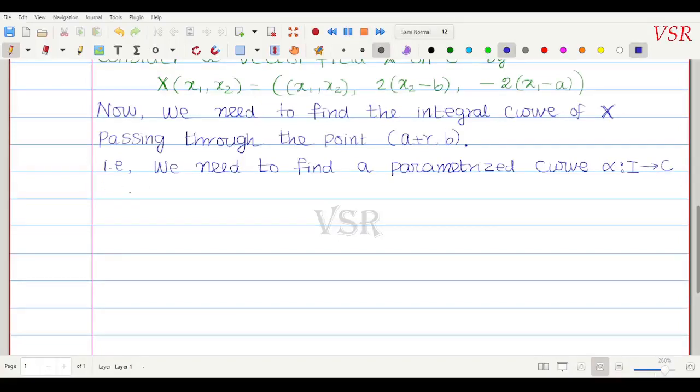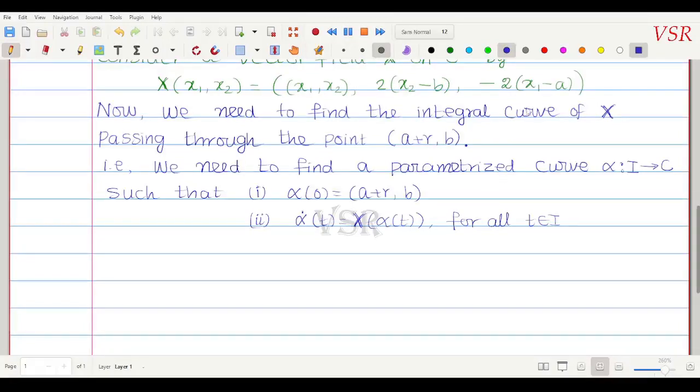Such that the first condition is that it must pass through the point, that is alpha of 0 equals a plus r comma b, and the second condition is alpha dot of t equals capital X of alpha of t, for all t belonging to capital I. A parameterized curve satisfying these two conditions will be the integral curve.